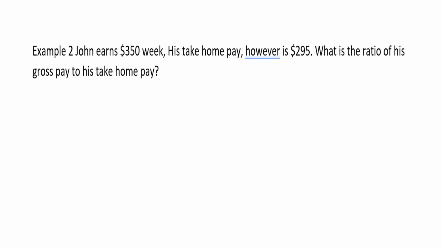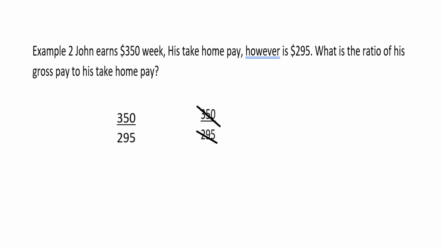For example number 2, John earns $350 a week. His take-home pay, however, is $295. What is the ratio of his gross pay to his take-home pay? So we have 350 over 295, or 350 to 295.